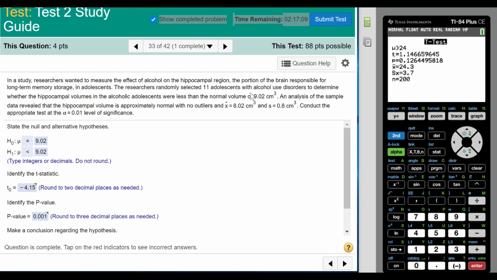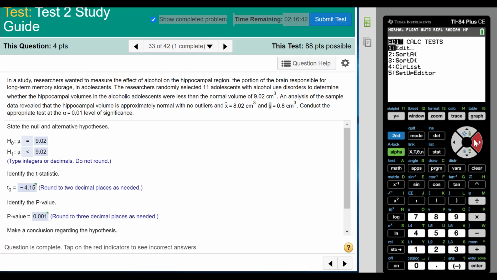So we want to check the claim that the mean is less than 9.02. You can see it here, less than, and the equal. Again, as usual, it's equal. Analysis of the sample data revealed that the volume is approximately normal with no outliers. X bar is 8.02, S is 0.8. You see, once he gives you S, it's a t-test, guys. Link it to a t-test. Conduct the test at 0.01 level of significance.